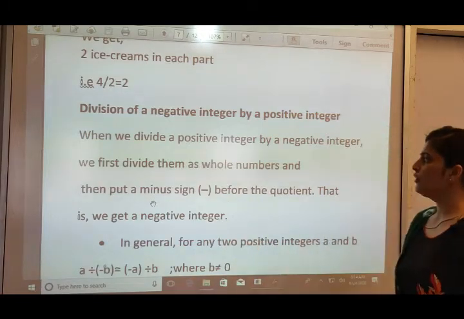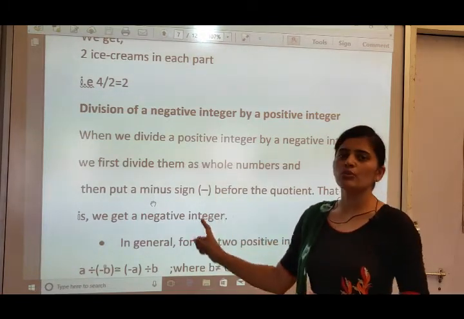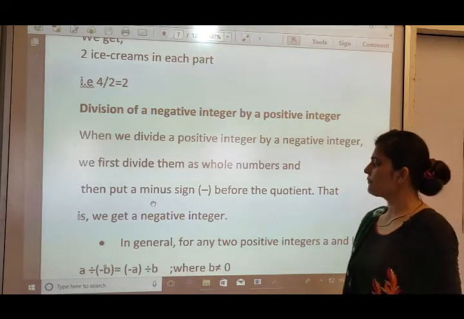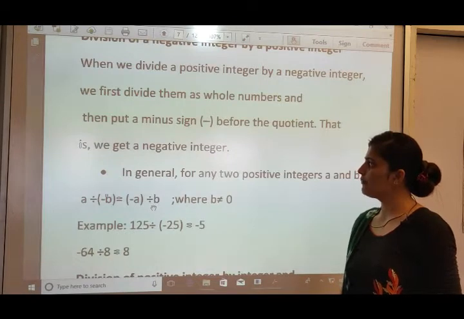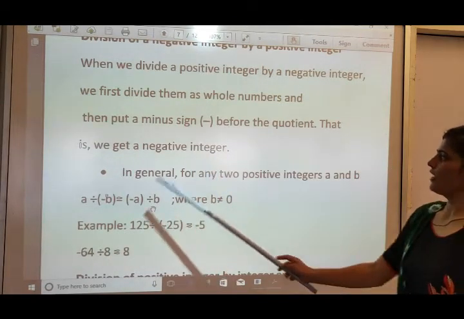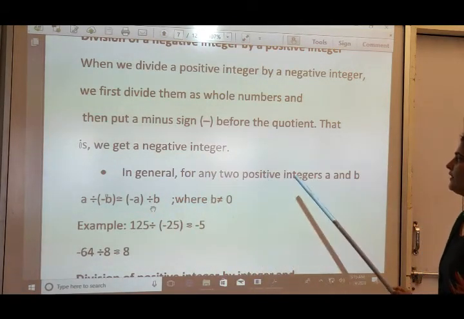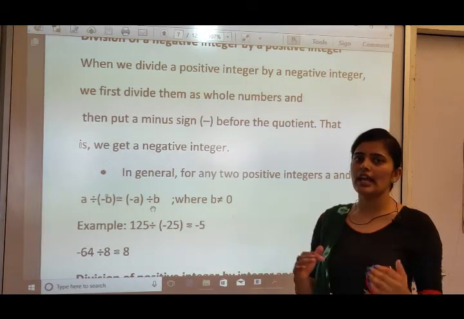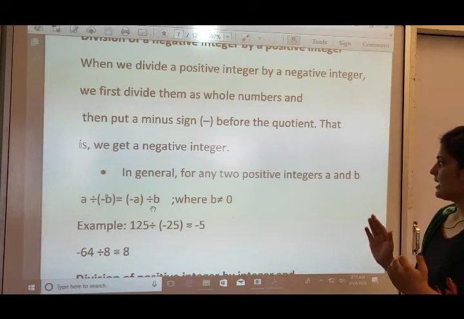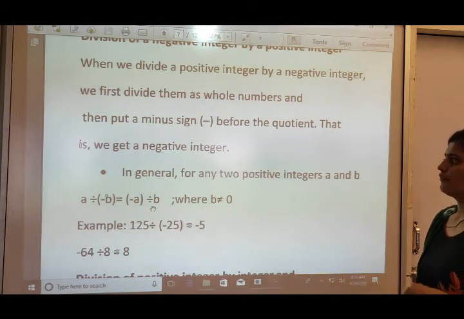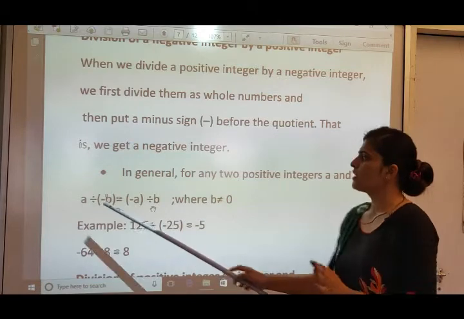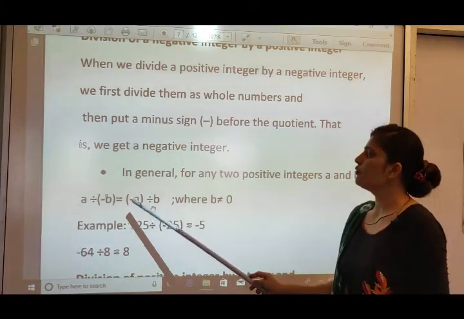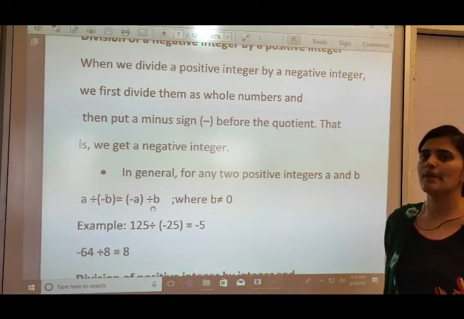After that, what will we do? Lastly, we will put a negative sign before the answer. This way, we will divide a negative and a positive integer. So, in general, for any two positive integers a and b, now, suppose we are taking a and b as positive integers. Now, for negative, we will put a negative sign. So, a divided by minus b will be equal to minus a divided by b.